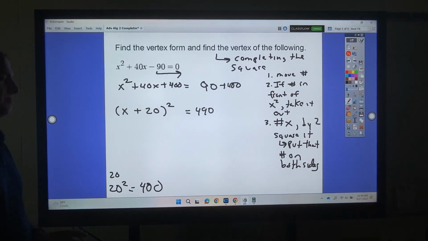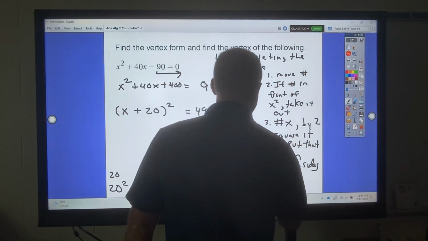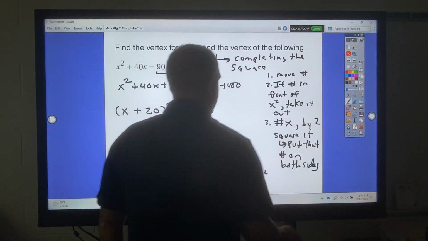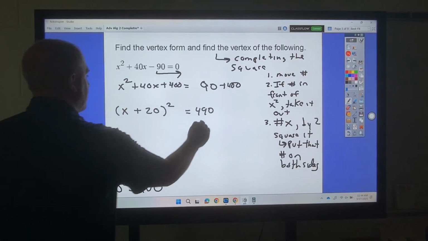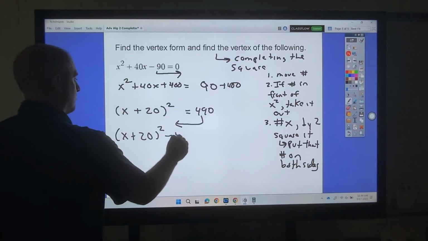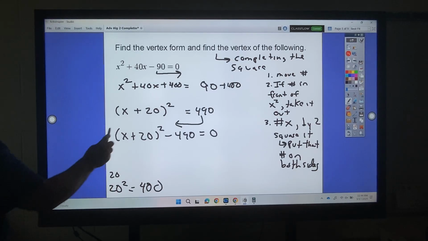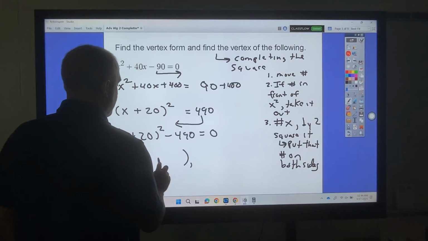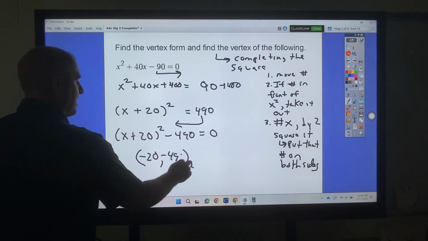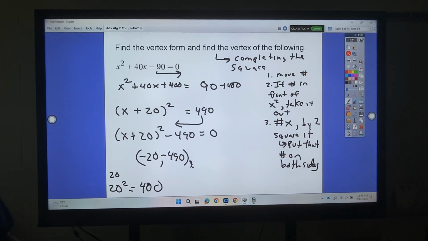Now, to simply get it back in vertex form, return your number. So that's the completing the square process. To actually find the vertex form, I just have to bring this back. Now, if we had a gigantic graph, my vertex here, remember, if I'm getting it from solving the inside, that's negative 20, and that would be negative 490. Now we never graphed that, but that's what the vertex form is, and that's what the vertex would be.